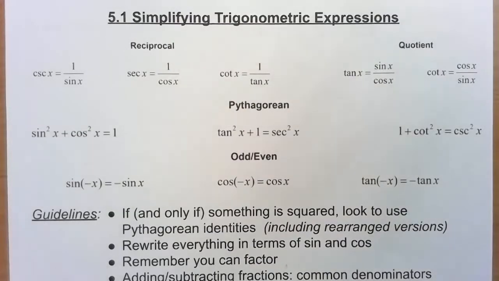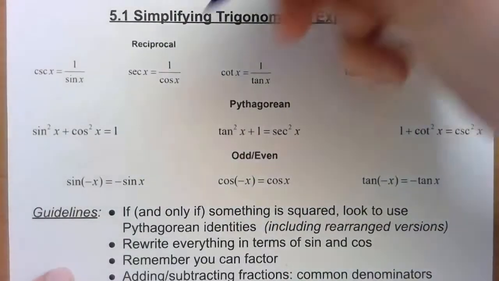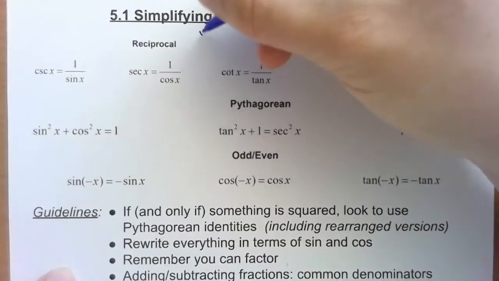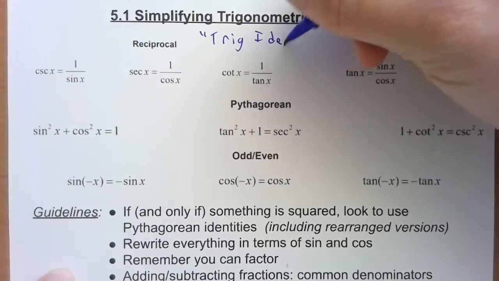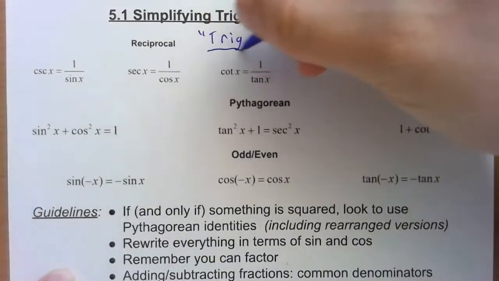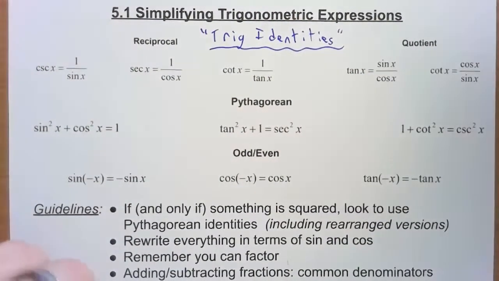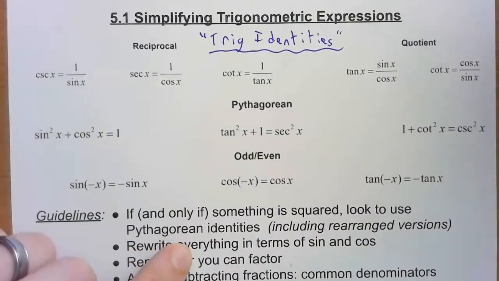We're looking at simplifying trigonometric expressions in this section here. We have a whole bunch of what are called trigonometric identities. These are a whole bunch of true statements, true relationships between the different trig functions that are known. Okay, so let's take a look at these. These are ones that you're going to want to become very familiar with.